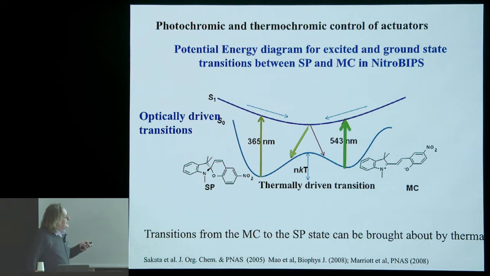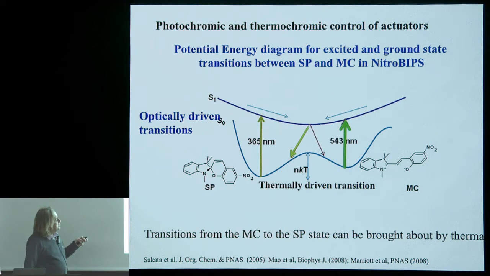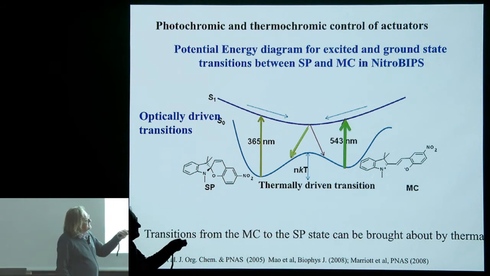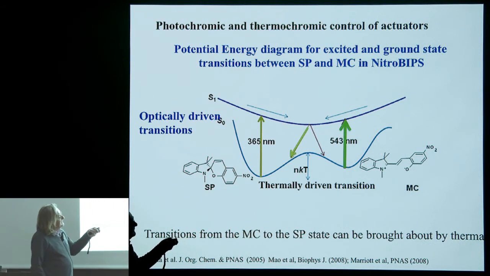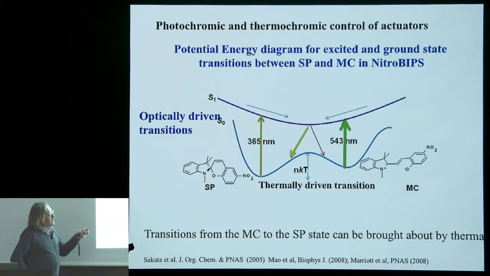Just go a little bit over the events again. This is the non-fluorescent state of the probe. We excite with UV light. We go to the excited state. It can either come back down to the original state, we wouldn't see that, or else it can go with the photoisomerization to the merocyanine state. This is metastable, so we can get reverse reaction here thermally. It's quite slow.